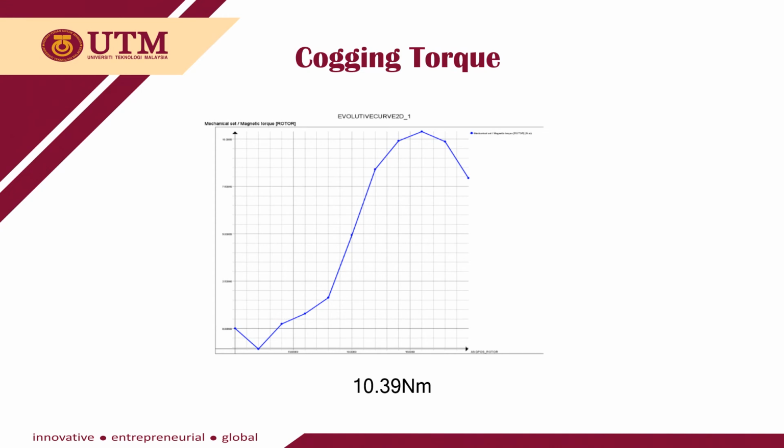Next is the cogging torque graph. The cogging torque is produced due to the geometry of the generator. Here we can see that the max cogging torque value is 10.39 Nm. One way to reduce the cogging torque is by skewing. Skewing is applying the appropriate angular offset along the axial length of the stator or rotor.